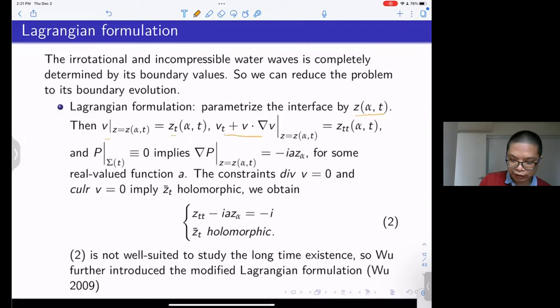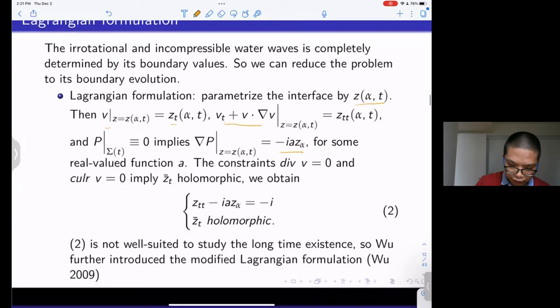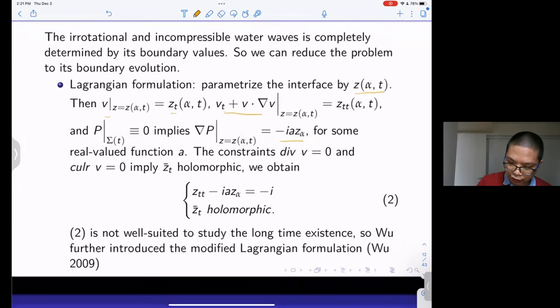The pressure is constant along the interface. It means the gradient is orthogonal to the tangent of the interface. So it's I times the tangential derivative of the interface.